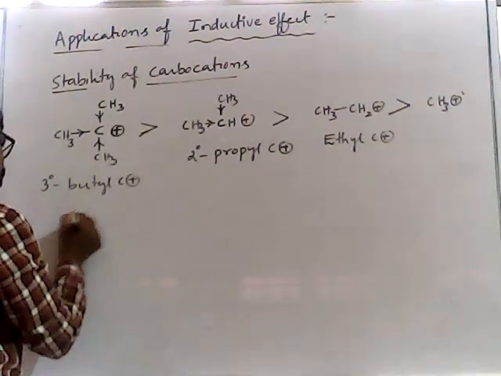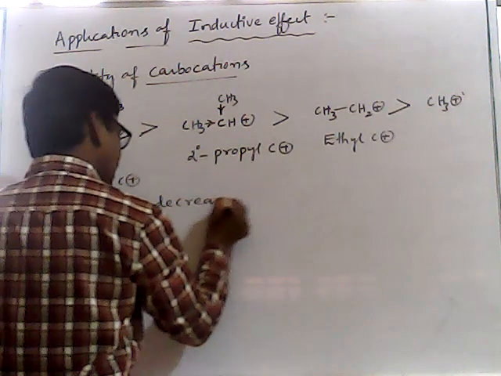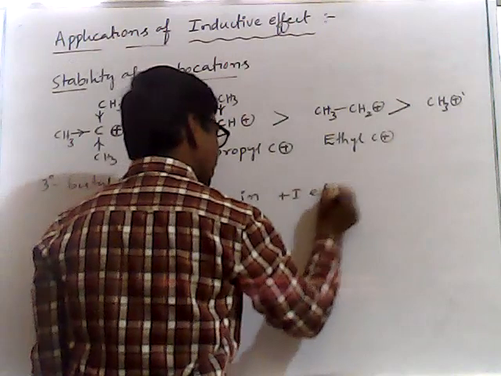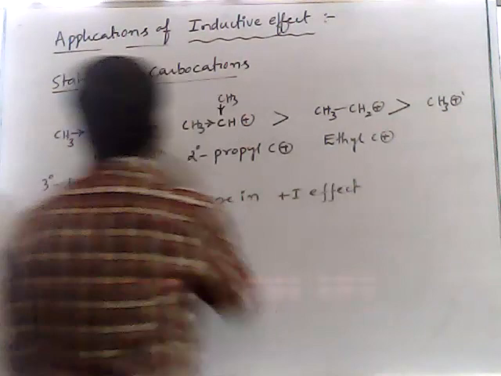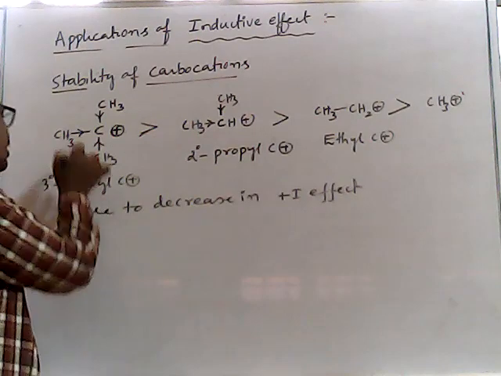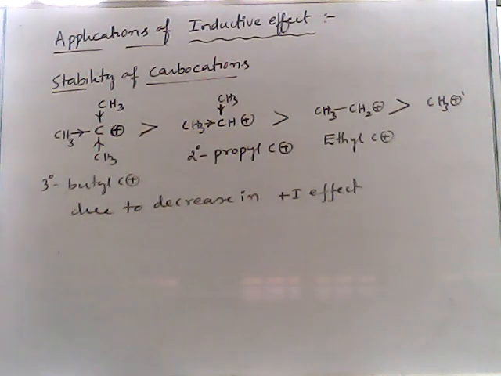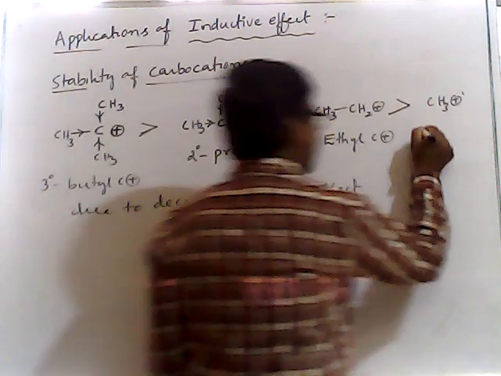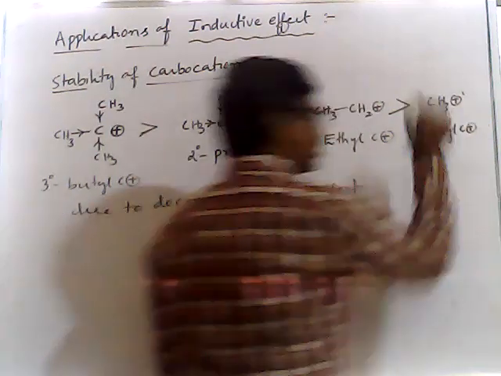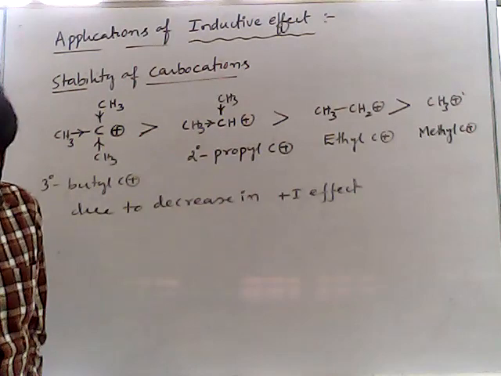Here also, due to decrease in plus I effect, the stability of carbocation decreases from left to right, from tertiary butyl carbocation to secondary propyl to ethyl carbocation to this methyl carbocation. Okay, this is one more application.